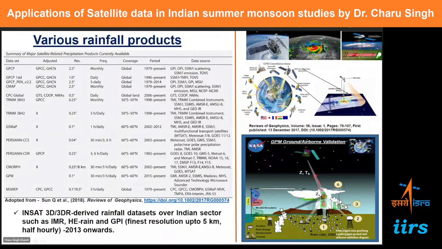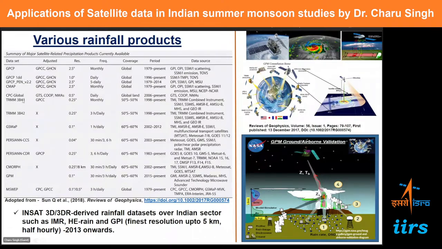This is the GPM constellation, the Global Precipitation Mission constellation status. Various satellites give input to this GPM data set, and through that it has developed the IMERG product, which is available at a very high spatial and temporal resolution.